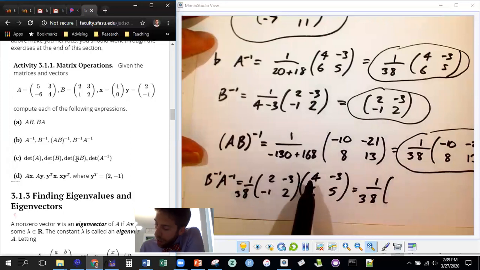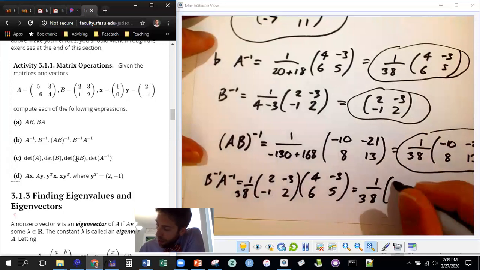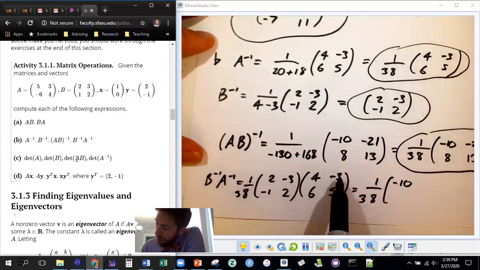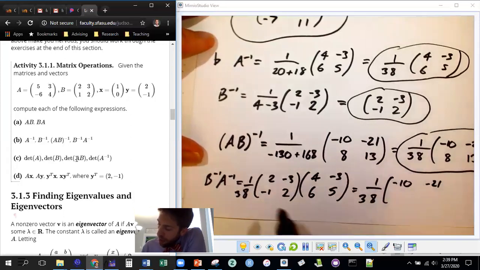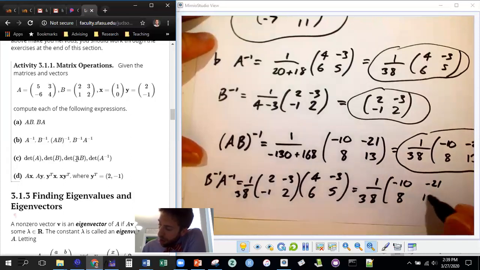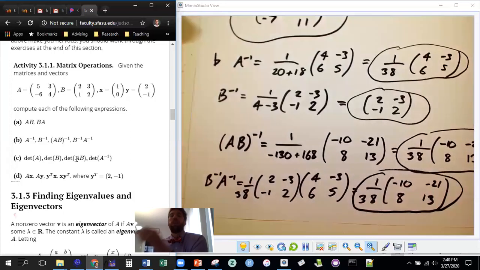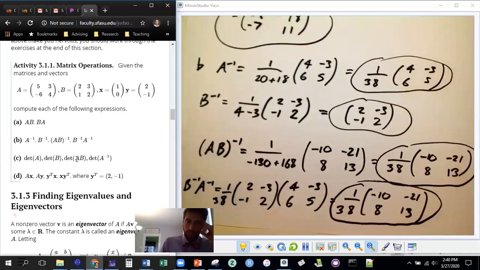So 2 times 4 is 8, minus 3 times minus 6 is 18. 8 minus 18 is negative 10. And then 2 times negative 3 is negative 6. Negative 3 times negative 5 is negative 15. So add those together, you get negative 21. And then negative 1 times 4 plus 12 is positive 8. And then negative 1 times negative 3 is 3, plus 2 times 5 is 13. Look at that. And those are both the same number, and it's not a coincidence.